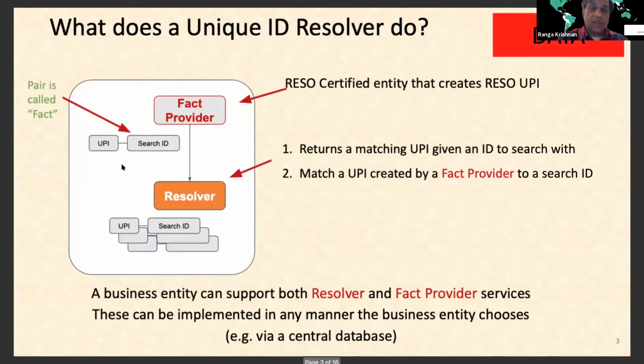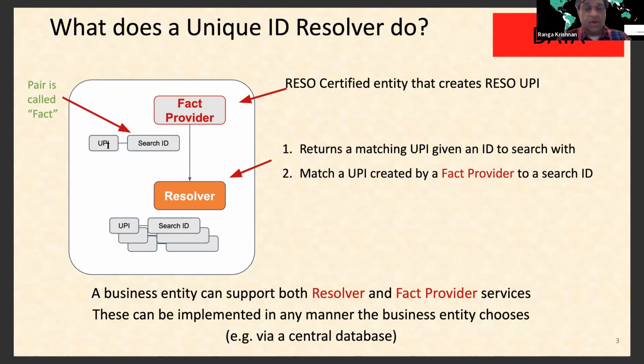So what is a unique ID resolver? For example, RESO defines three kinds of unique IDs, one for properties, one for agents, and one for organizations. And in the case of properties and agents, the same entity, a property or an agent, could have multiple IDs. So what we want is to map those multiple IDs to that unique ID that RESO has defined. And so that connection is what you see on the left.